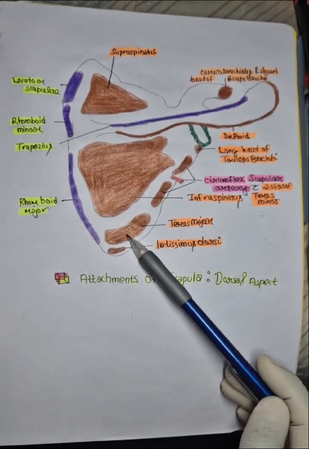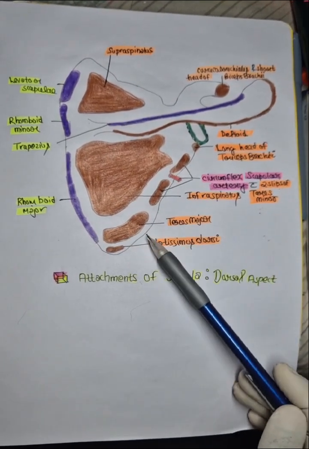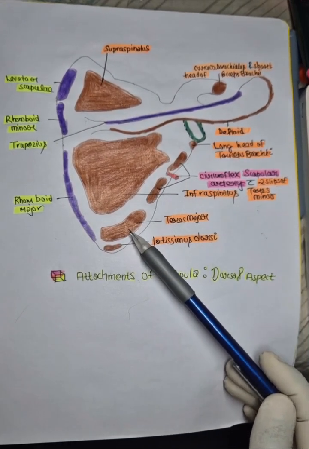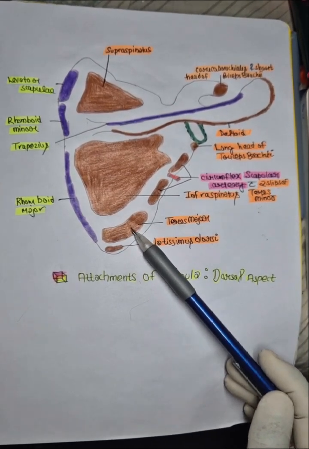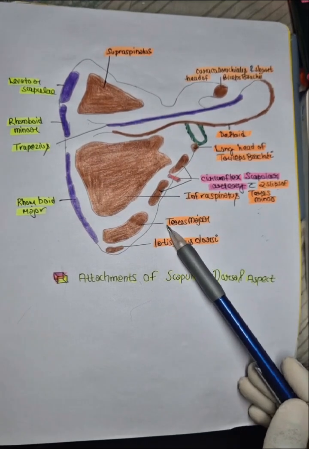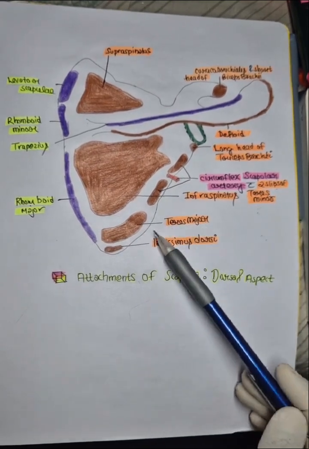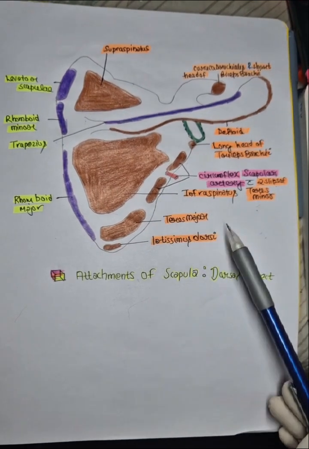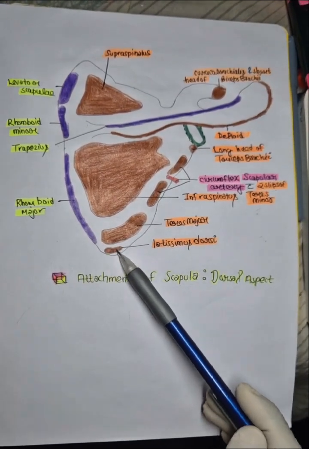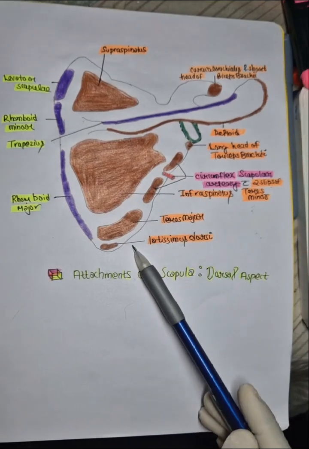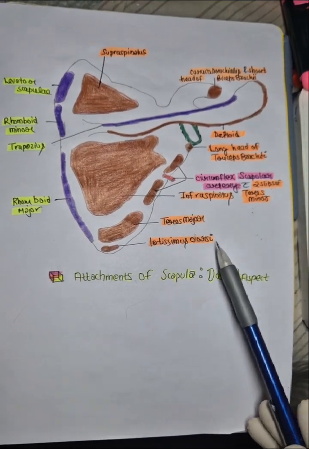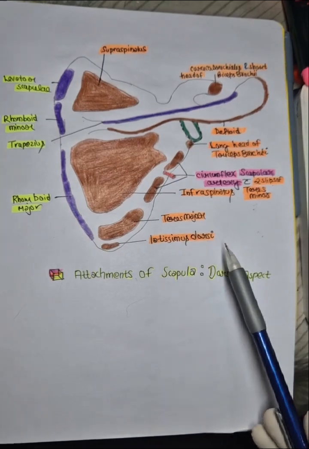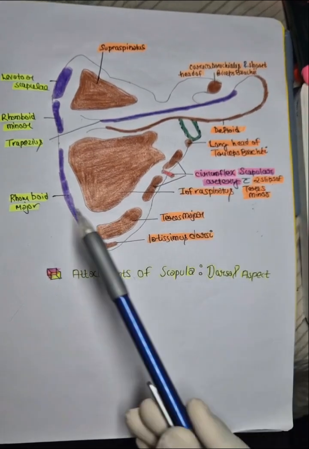Now this is the teres major muscle. This gets origination from the lower one-third along the lateral border on the dorsal surface or dorsal aspect. Now we came to the latissimus dorsi muscle. This originates from the inferior angle on the dorsal surface, or we can say the inferior angle of the scapula.